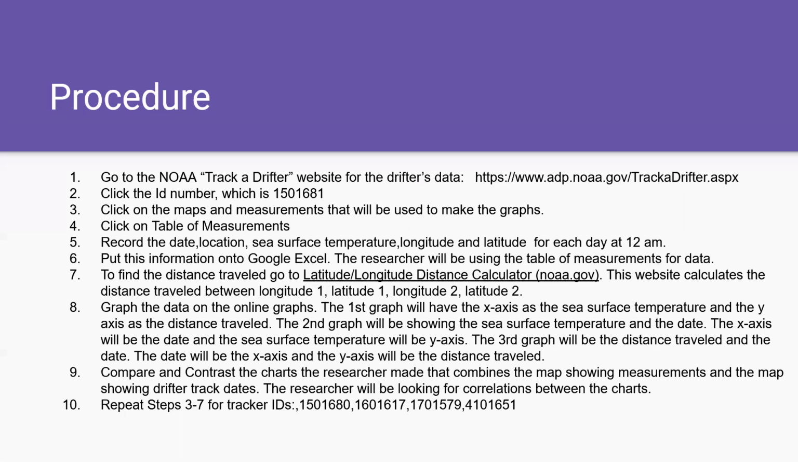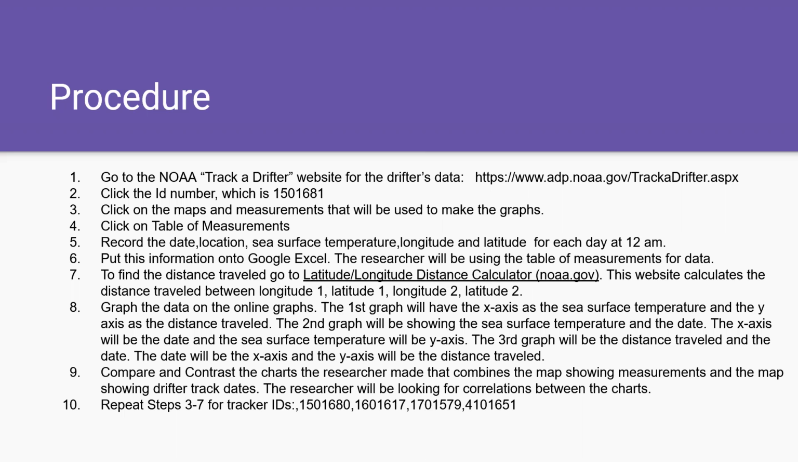The first step in the procedure is to go to the NOAA Track a Drifter website. The second step is to click on the ID number. The third step is to click on the maps and measurements that will be used to make the graphs. The fourth step is to click on the table of measurements. The fifth step is to record the date, location, sea surface temperature, longitude, and latitude for each day at 12 a.m. The sixth step is to put this information onto Google Excel.